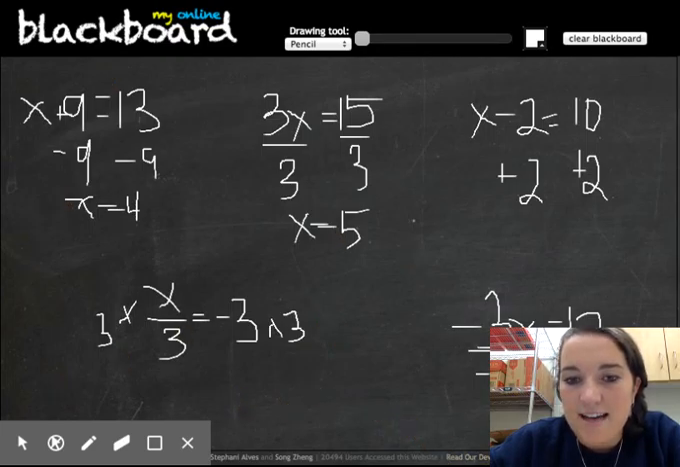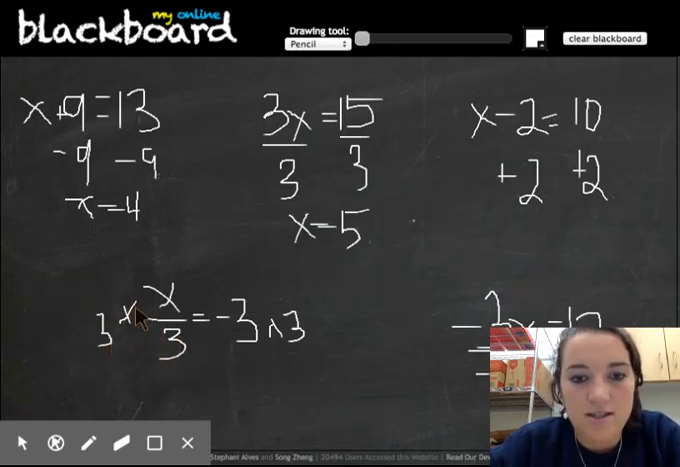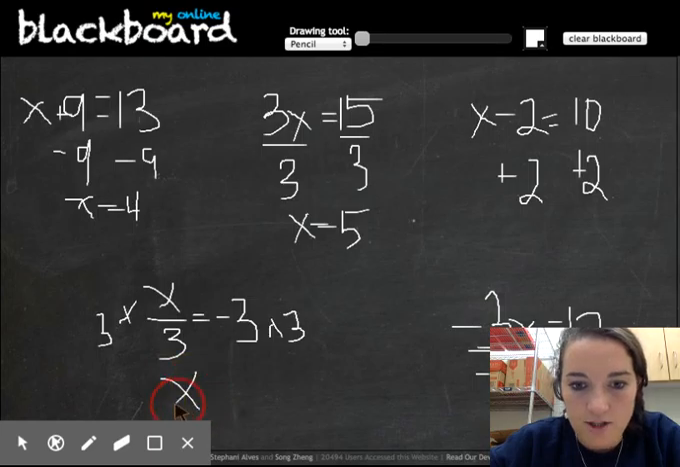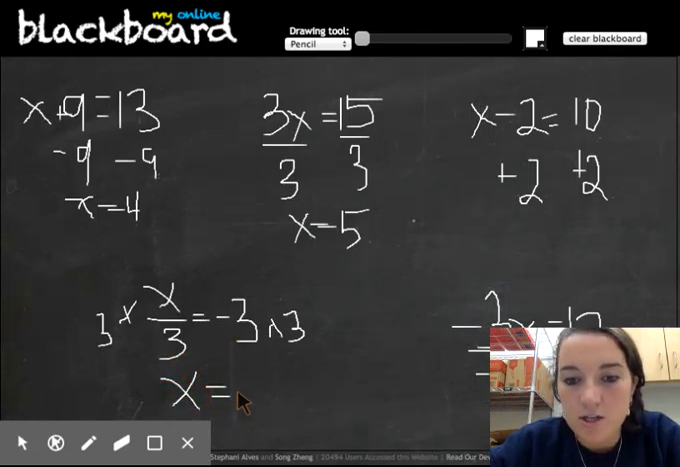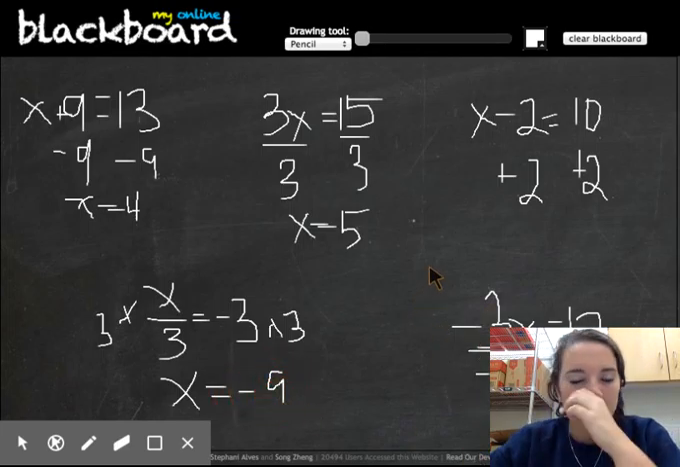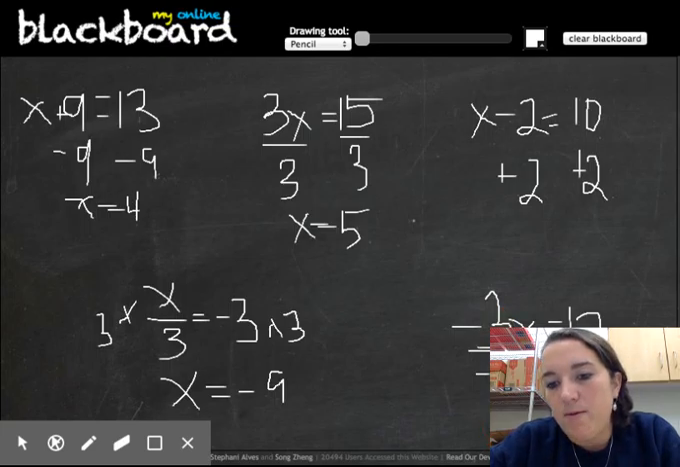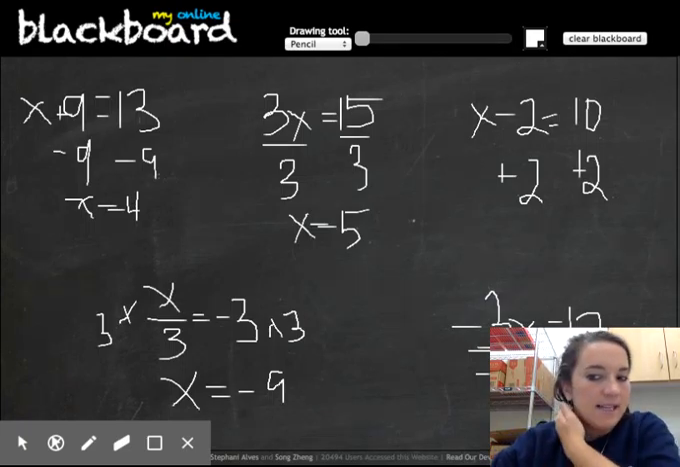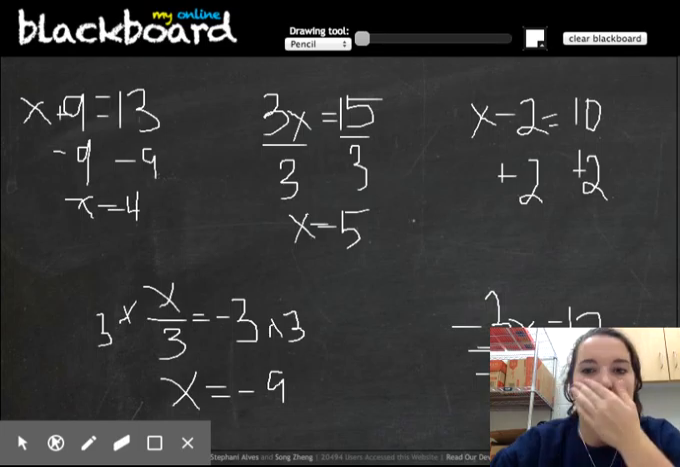I haven't solved these last two here. So for this one, when I multiplied by 3, what do we get? I'm left with just x. On the other side of the equation, we had -3 times 3, which is what? -9. And then for this one, we divided, we were left with x. And then we had 12 divided by -3, which is -4. A positive divided by a negative is a negative.